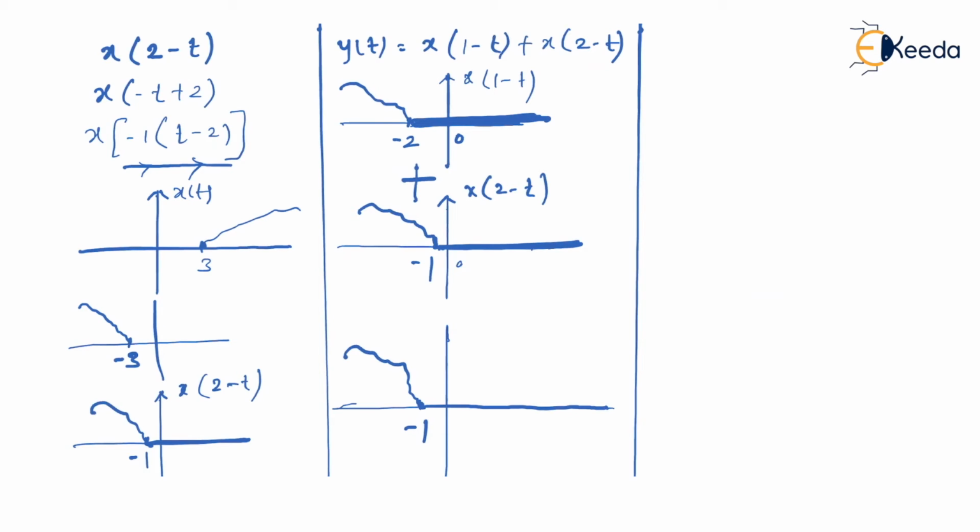As you can see, y of t is x of 1 minus t plus x of 2 minus t, where can I say that x of 1 minus t is a signal which is derived from original signal x of t. So original signal x of t is called a parent signal, and x of 1 minus t, which is derived from x of t, is called a child signal. As you can see, there is another child of x of t, which is x of 2 minus t. I hope you are getting my point.